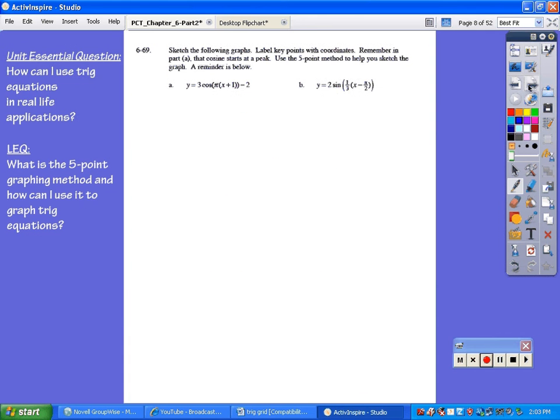Next problem here has 2 separate graphs. I would like you to go ahead and take a look at those. Graph each of them, begin the way we've done those first 2 problems. And go ahead and view part B to get the answers of the graphs for those 2 problems.